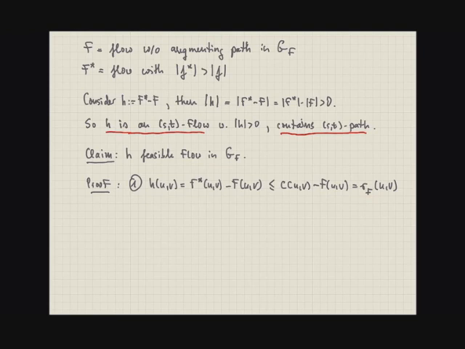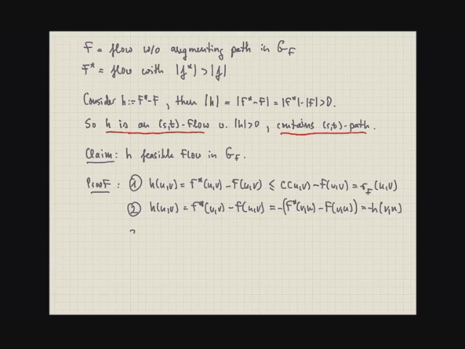And now the rest of the proof is essentially a simple writing exercise. So what about skew symmetry? Well, the difference flow from U to V is just defined as F star from U to V minus F from U to V. And these two actually fulfill skew symmetry, so that is equal to minus F star from V to U minus F from V to U, and that is just minus H from V to U, so it's actually also skew symmetric.